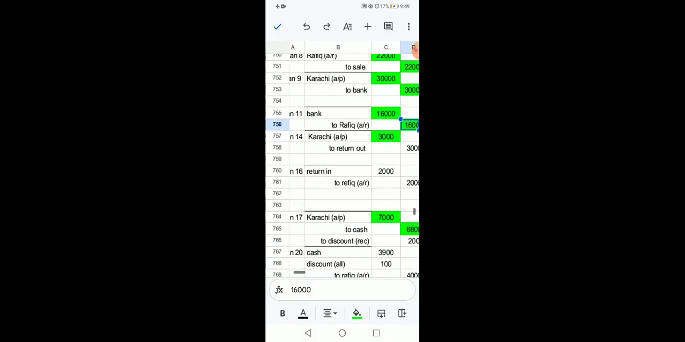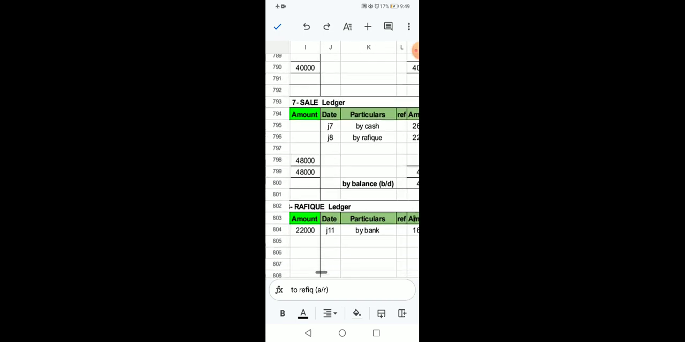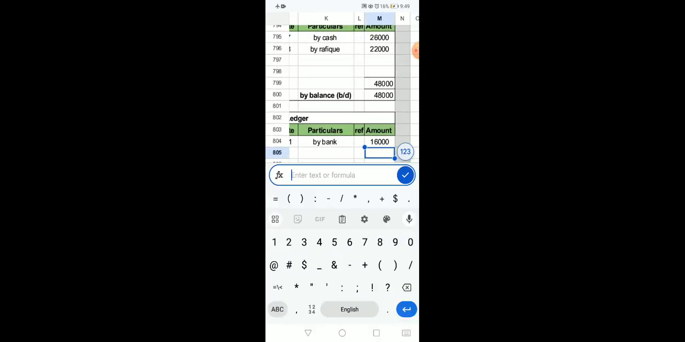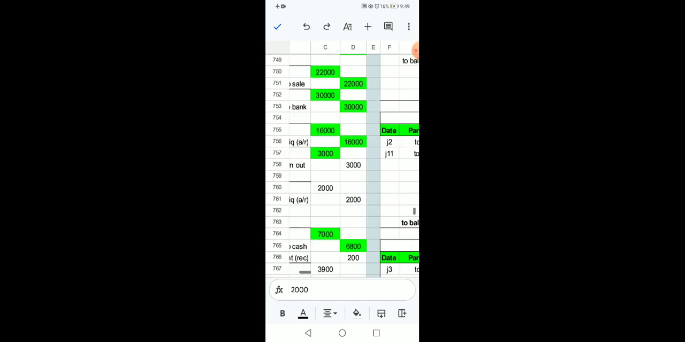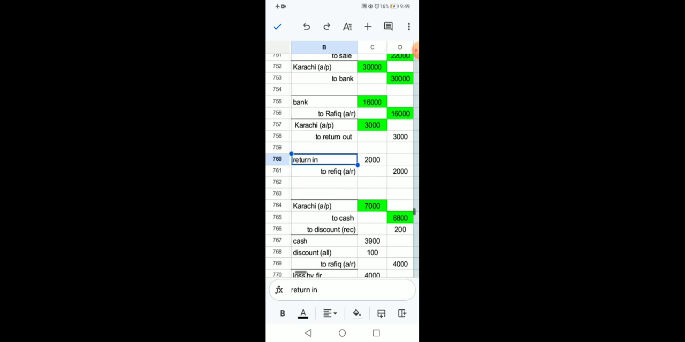Now see if Rafiq is present elsewhere. Again, Rafiq had arrived on January 16. Rafiq is credited by 2000. Go to the credit side and write down 2000. Now see its reference for 2000. Here Rafiq is present on the credit side. What is the reference? Return in.